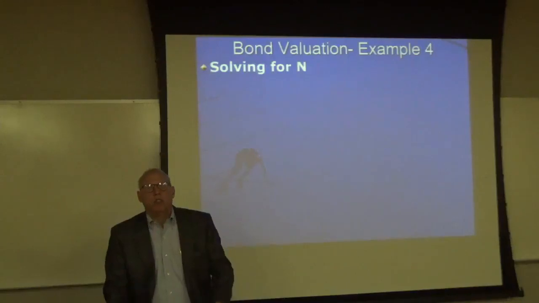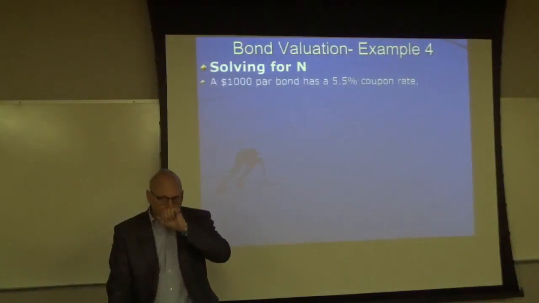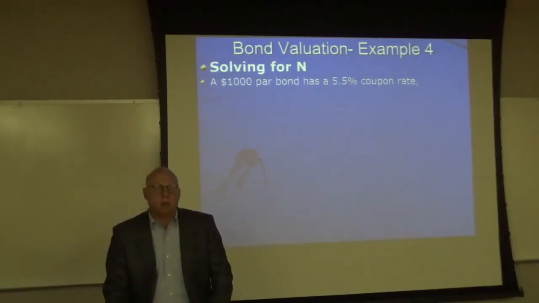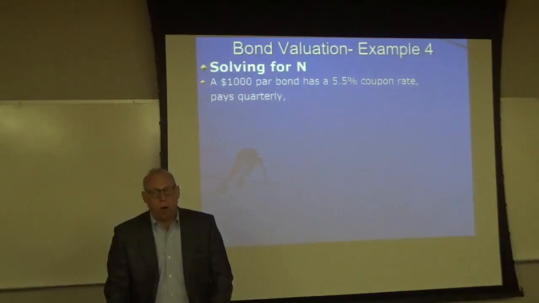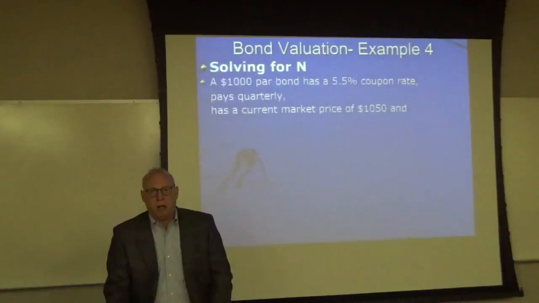Solving for N. Now we'll solve for the number of periods. When will a bond mature? A $1,000 par bond has a 5.5% coupon rate. So it's paying $55 a year. That's 0.055 times 1,000. It pays quarterly, so that's 55 divided by 4. It has a current market price of $1,050. The bond is trading at a premium, which means the coupon rate is higher than the market rate. Why? Because the market rate has fallen.